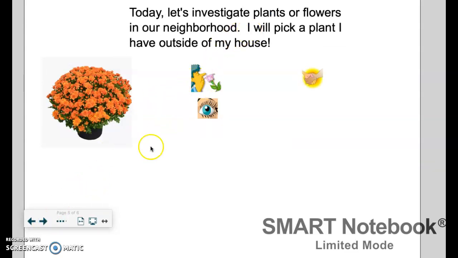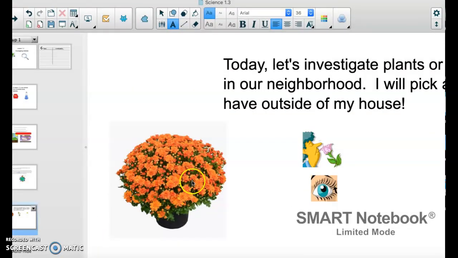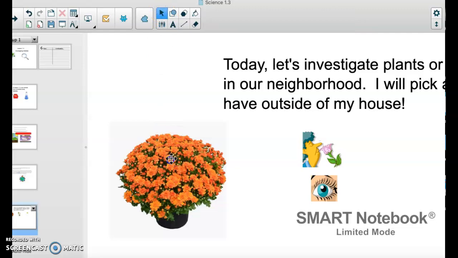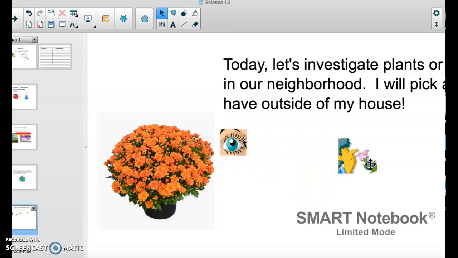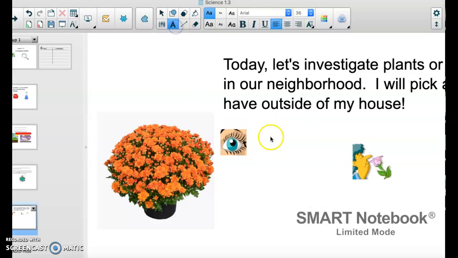I will pick a plant I have outside my house. So since it's autumn, I love mums, and I especially love these kind of mums, this color. So I'm going to investigate and observe what is so special about these mums. So first I want to actually do my site. Okay, what does it look like? So right now I'm looking at the mums, and the color of these mums is actually orange. So I'm going to say the color is orange. Well, that was simple, right?